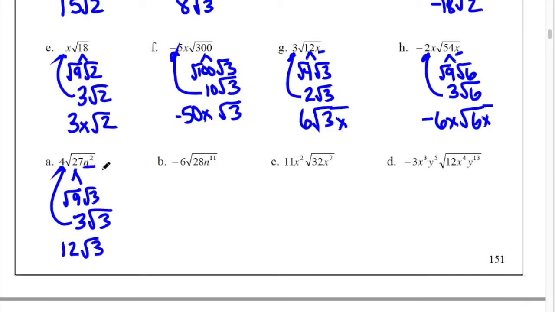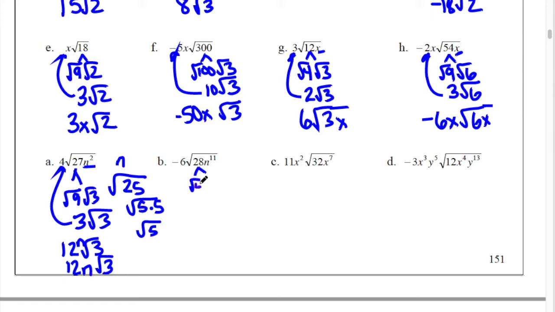Since there's two n's, the square root of n squared is equal to n, just like the square root of 25 is the square root of 5 times 5, which is 5. Okay, so the square root of n squared is n. That comes out here with the 12, so the final answer is 12n root 3.